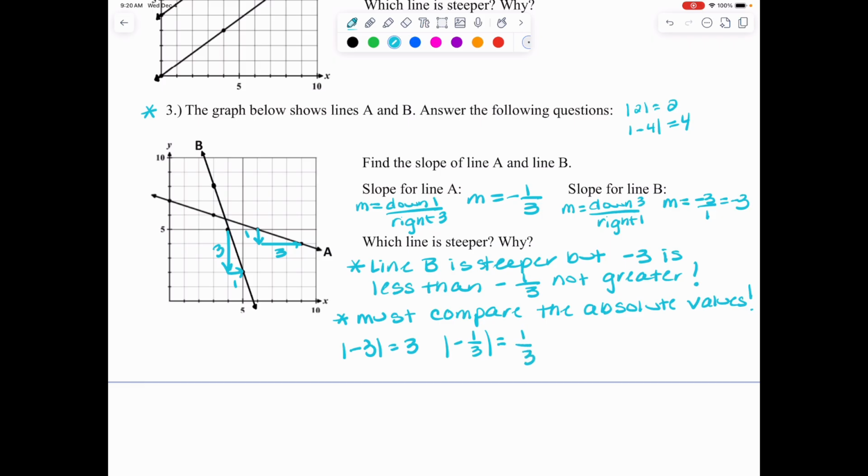And when you look at the absolute values, which means you look at the positive values, 3 is actually greater than 1/3. And that is how it proves that that line is steeper. So for negative slopes, it's a little bit trickier, but the main idea here is that we can assign the steepness of a line by finding the slope of a line. To find the slope of a line, you use rise over run. And we're really going to be building on this concept over the next few lessons. So that concludes our lesson on the slope of a non-vertical line.